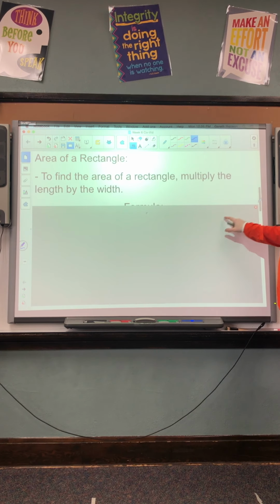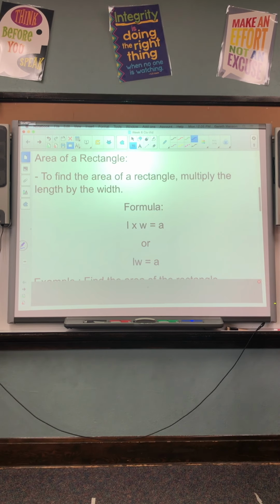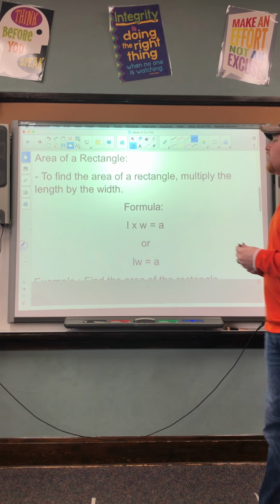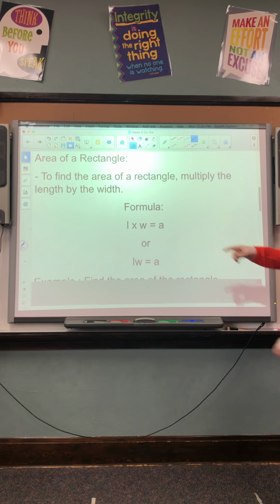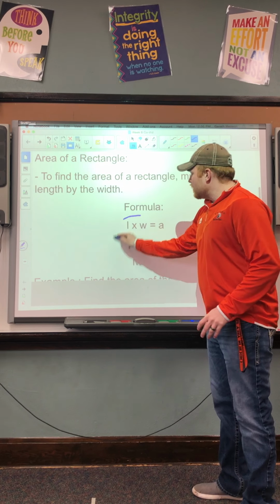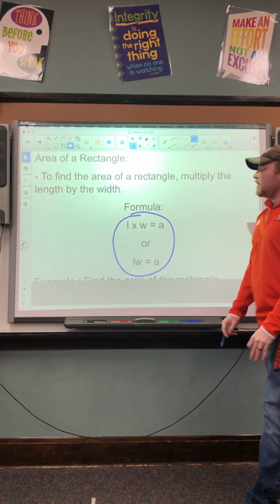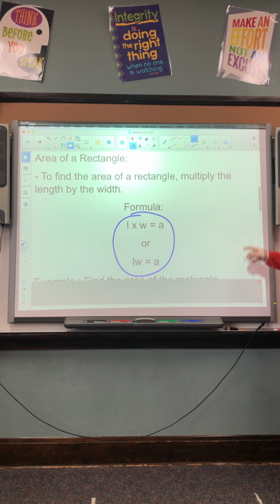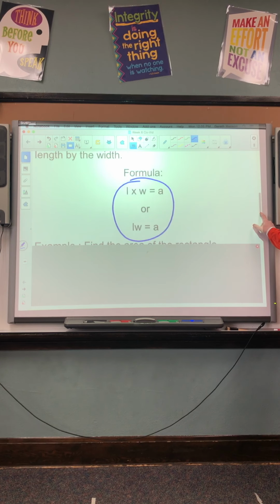Now, focusing on area of a rectangle. To find the area of a rectangle, multiply the length by the width. So your formula is right here: area equals length times width. Pretty easy stuff. You just multiply the two numbers together.